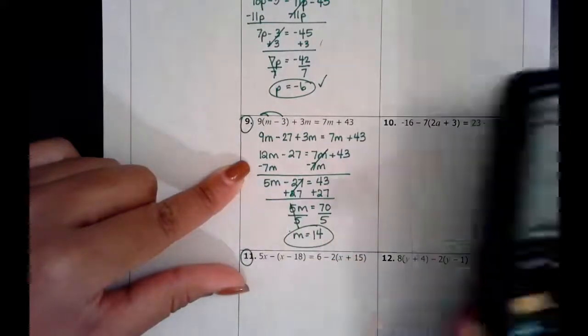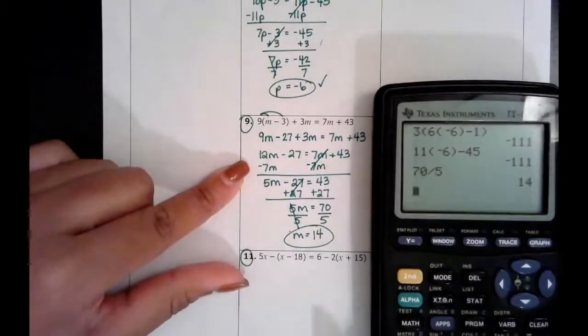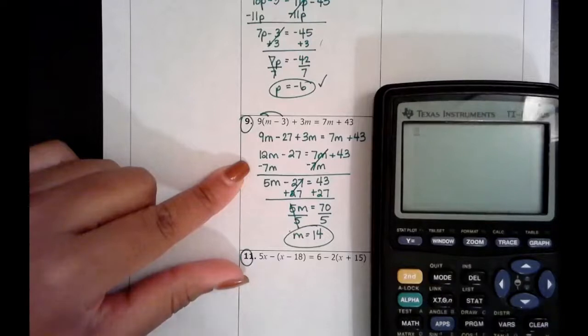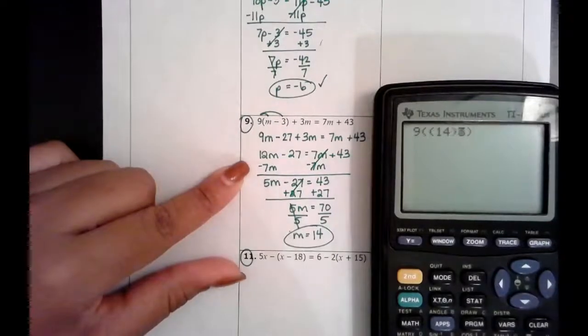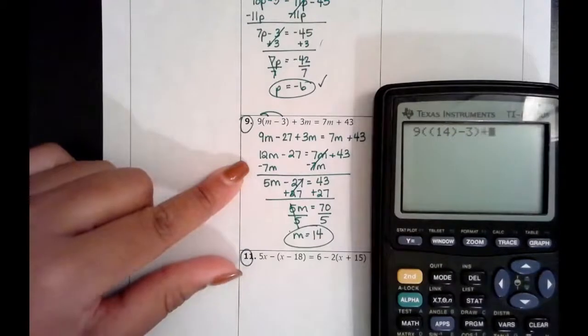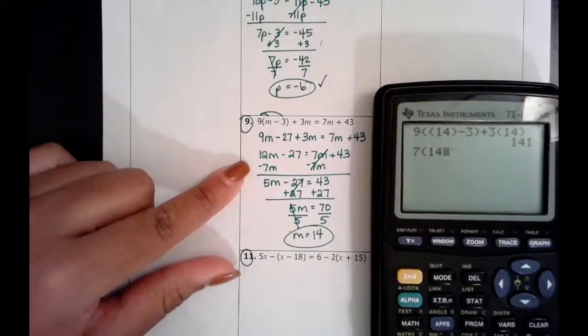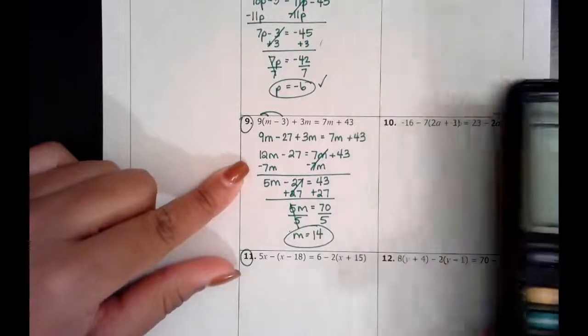This was going to be a little doozy to plug in, but let's do it. So we have 9 times 14 minus 3. So close parentheses. Let me fix that. There we go. Plus 3 times 14. That gives me 141. So 7 times 14 plus 43. 141. It's true.